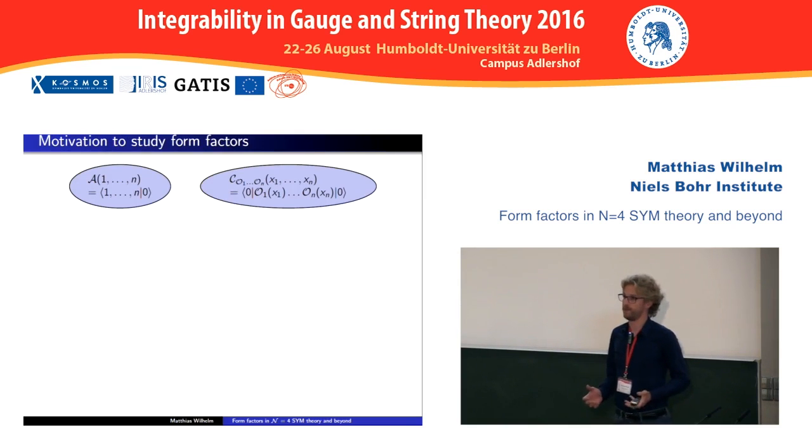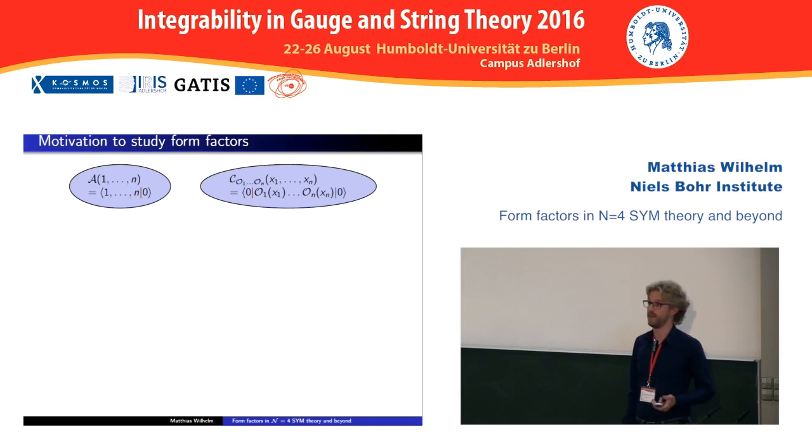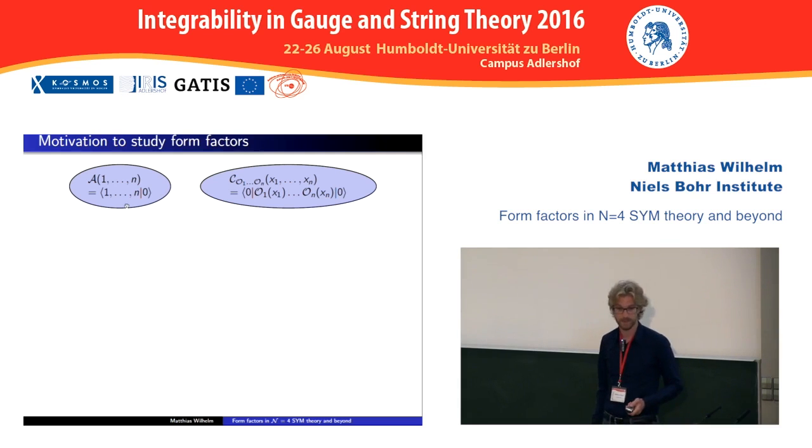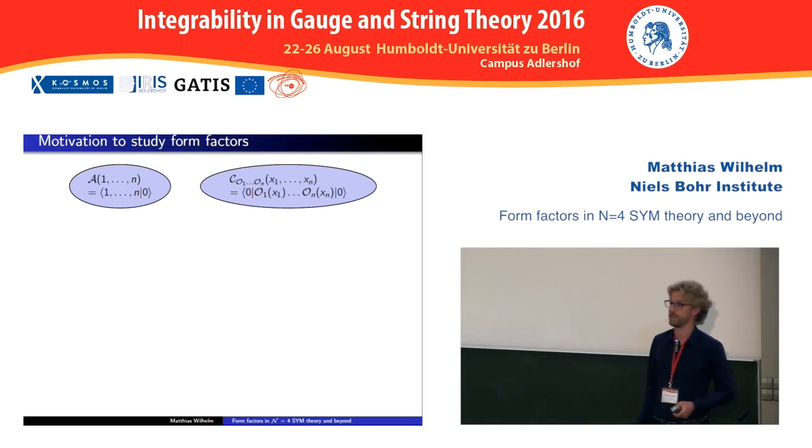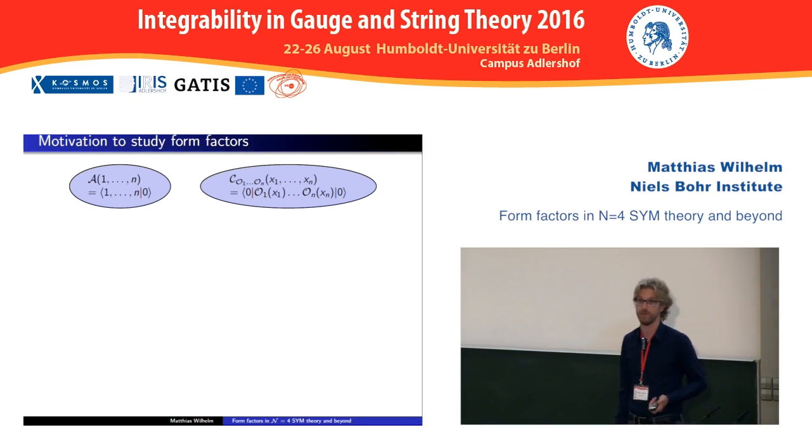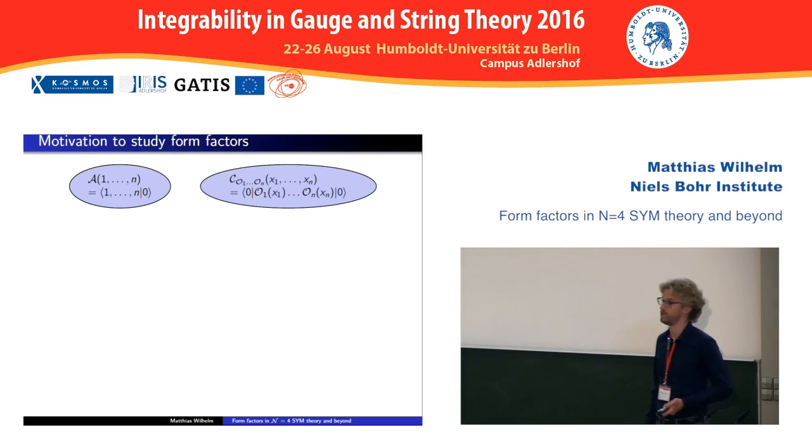Let me start by giving you a motivation and introduction to form factors. One quantity that has been well studied in N=4 Super Yang-Mills theory, but in fact in any quantum field theory, is the scattering amplitudes of elementary particles. A scattering amplitude is defined as the overlap of an n-particle outgoing on-shell state with a vacuum. During the last 1.5 decades, scattering amplitudes have been very successfully studied due to the advent of the so-called on-shell methods, but recently also due to integrability.